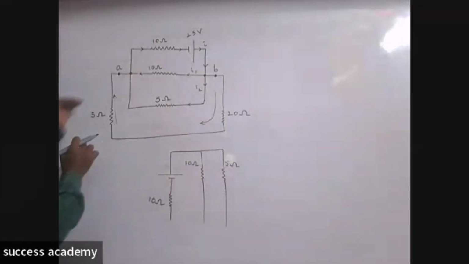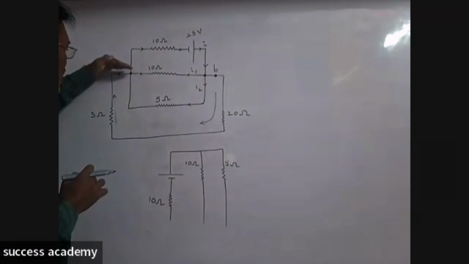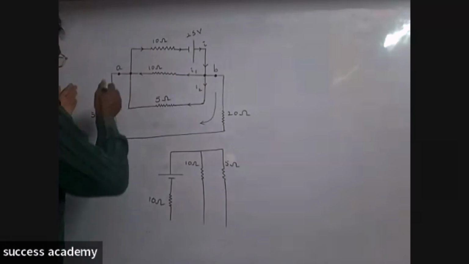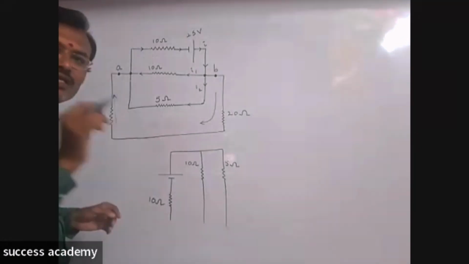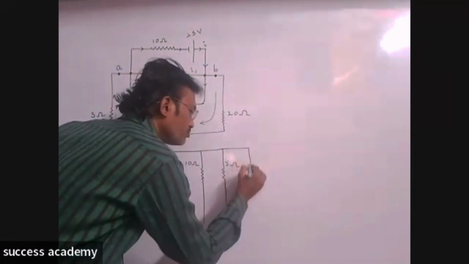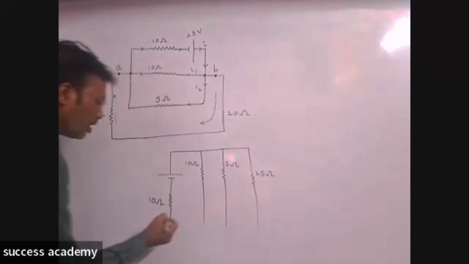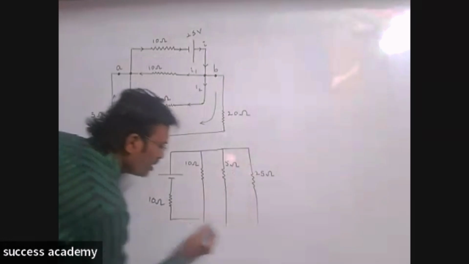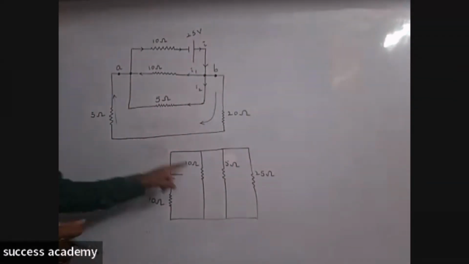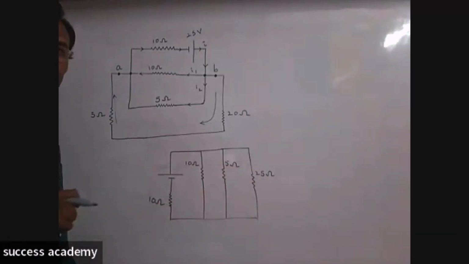Why? Because the circuit starts from here. When the circuit starts from here to this part of the circuit, again this 25 ohm resistance is in parallel. So that's why here we are taking that 25 ohm mentioned like this. Now all these are connected like this. So it means 10 ohm, 5 ohm and 25 ohm, all these are in parallel.